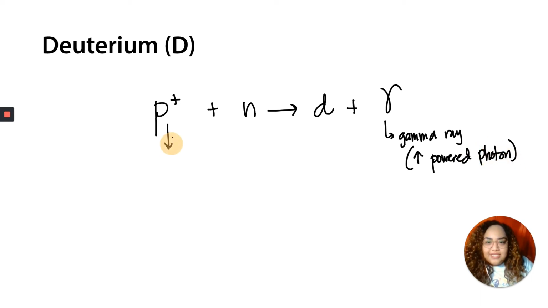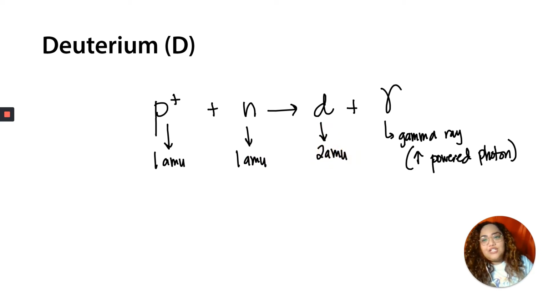So this weighs about 1 AMU. This is 1 AMU. And if you add both of them, you'll get 2 AMU. So your deuterium approximately weighs about 2 AMU. Okay, and then you have another one.